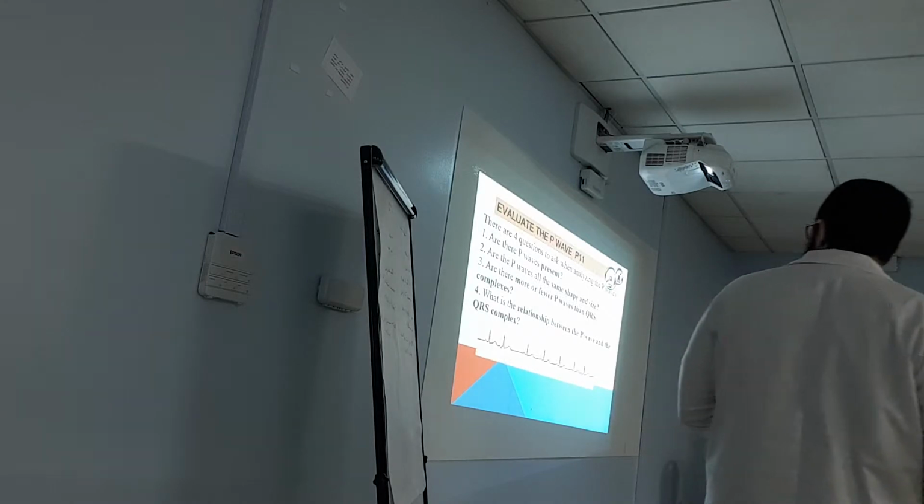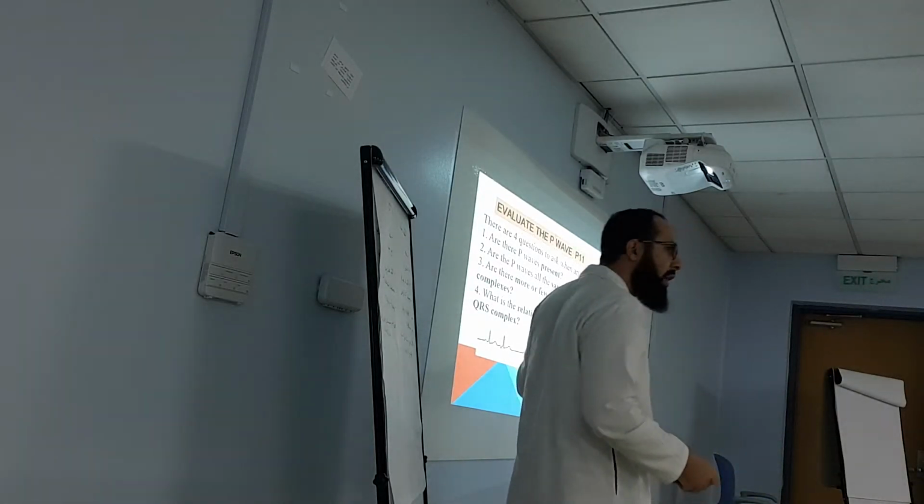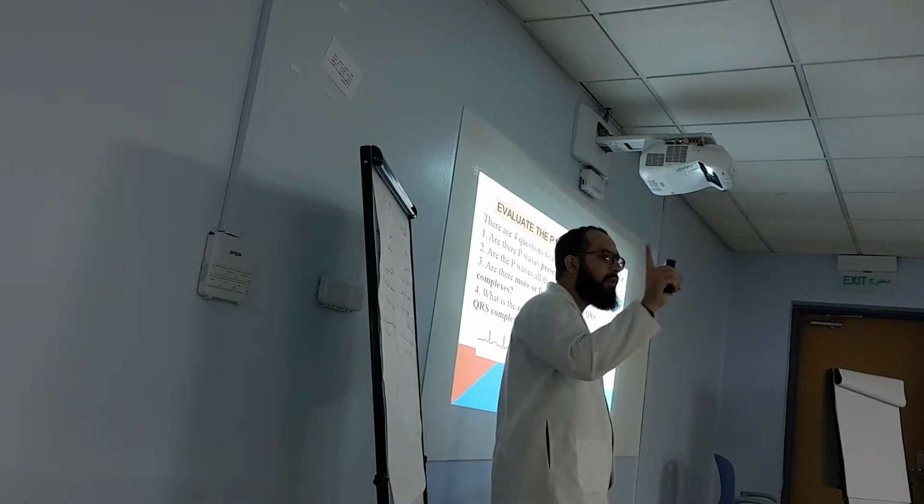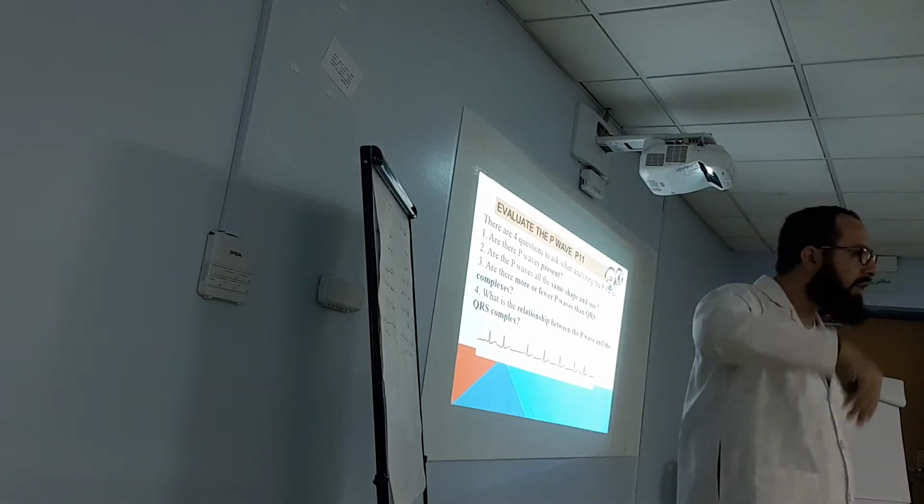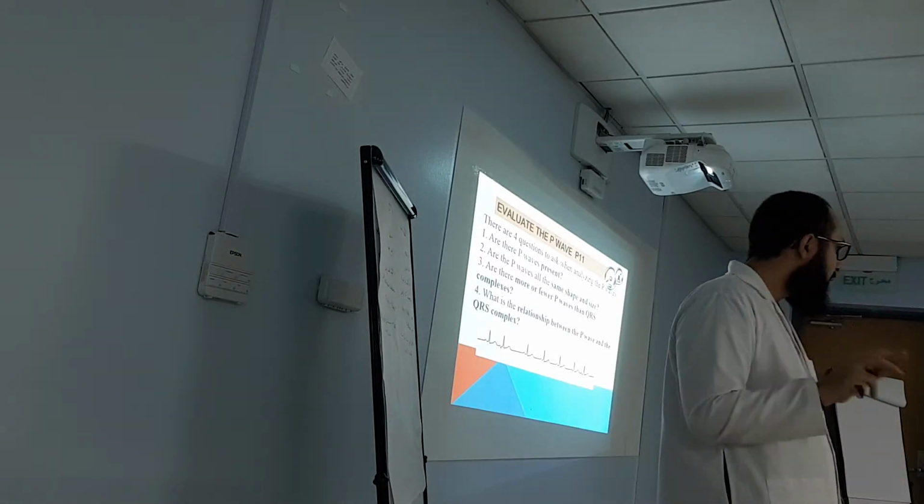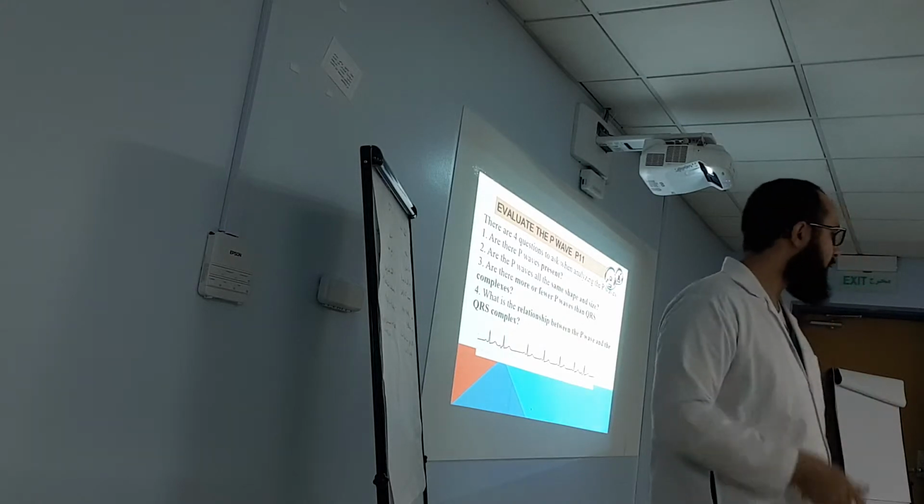Then you see the P waves. P waves must be present, must be before the QRS, and you have one P wave. The P wave has to be a positive deflection like the QRS, or a negative deflection like the QRS. If the QRS is positive, the P wave is positive. Negative, negative, okay?